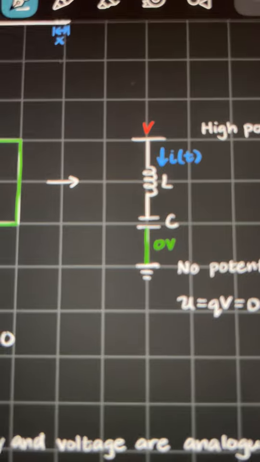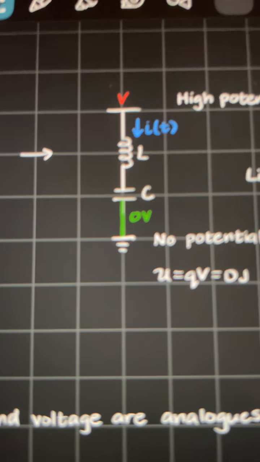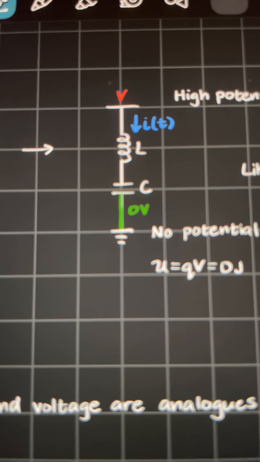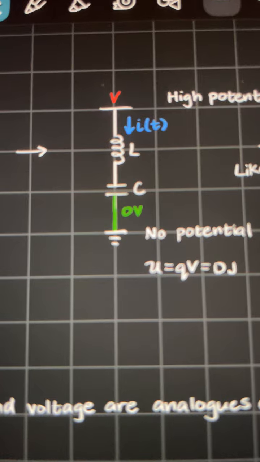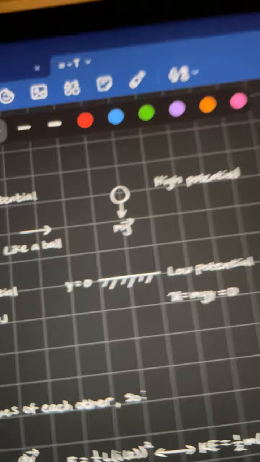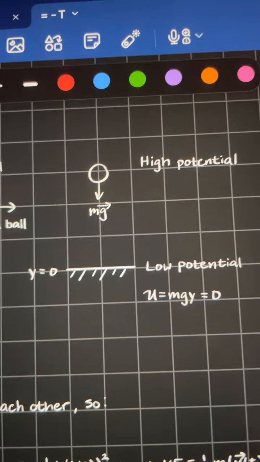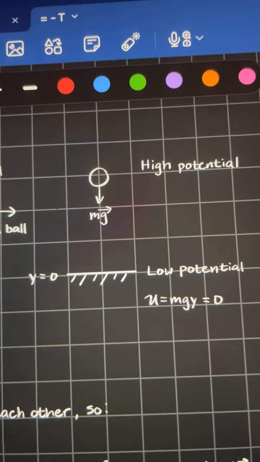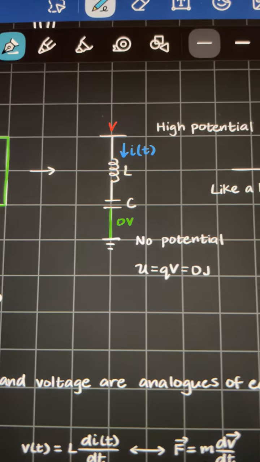Using all this information, we can rewrite this circuit as this. From high potential to low potential, the current's going to flow. Kind of like a ball. Because look at this ball. If we bring it up in the air, it's going to have high potential. When it hits the ground, it'll have low potential, 0 potential. Just like the circuit. When it hits the ground, it has 0 volts of potential.